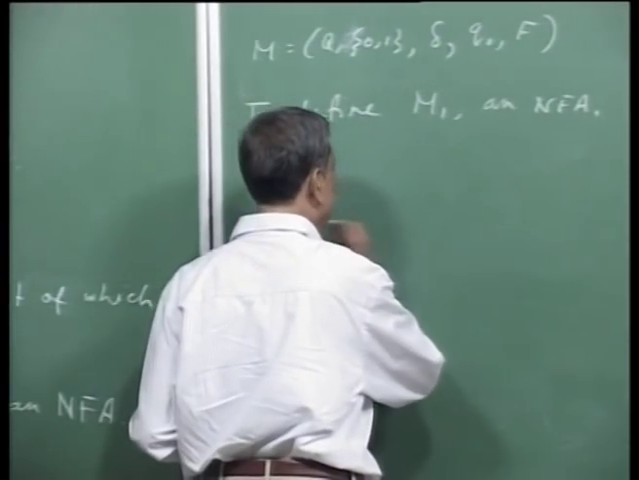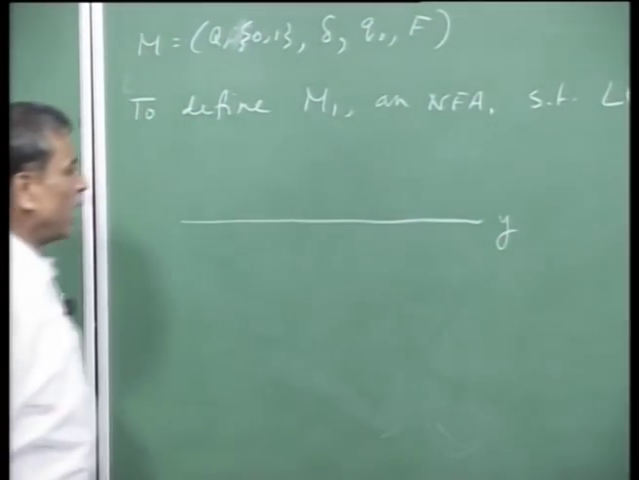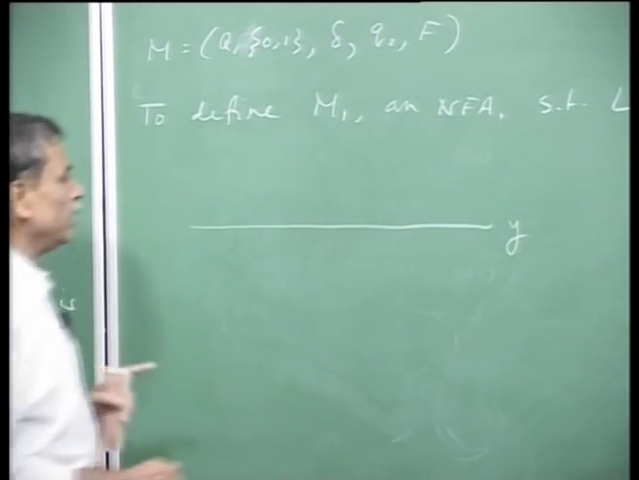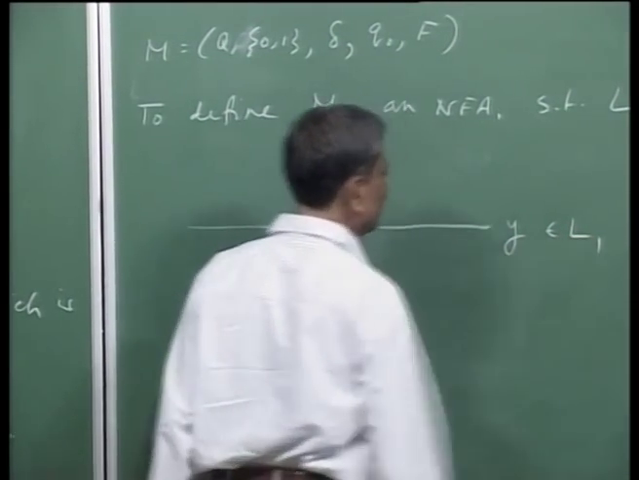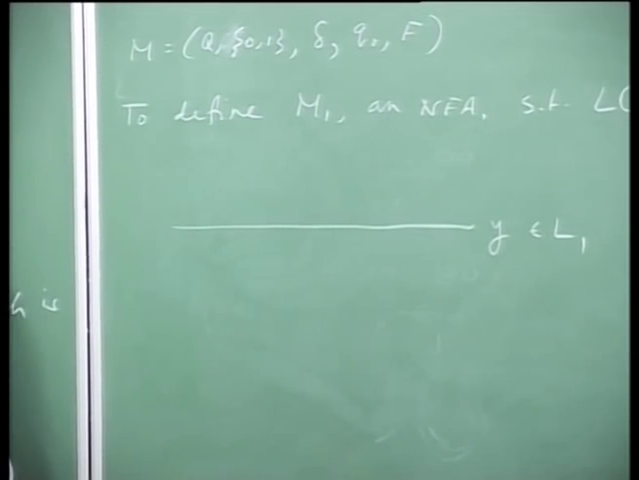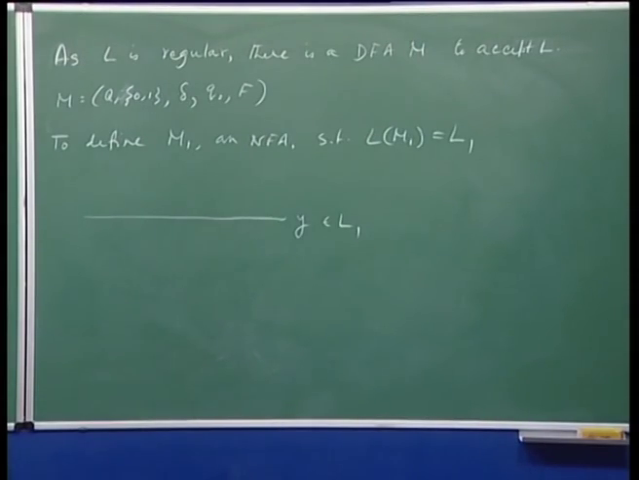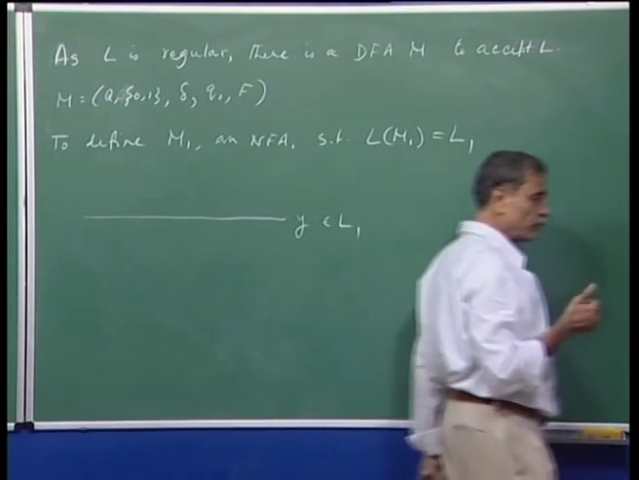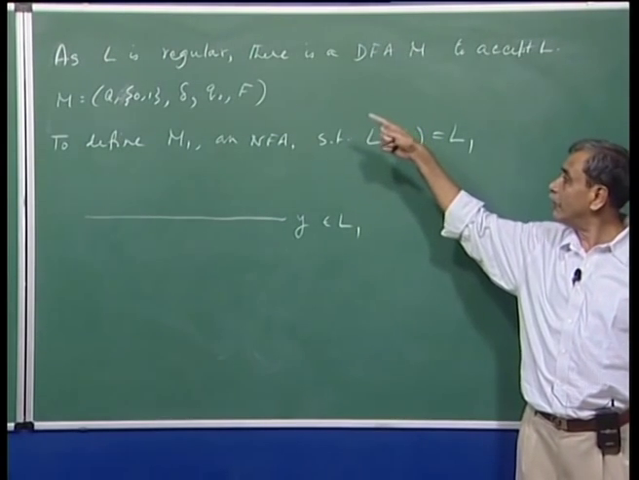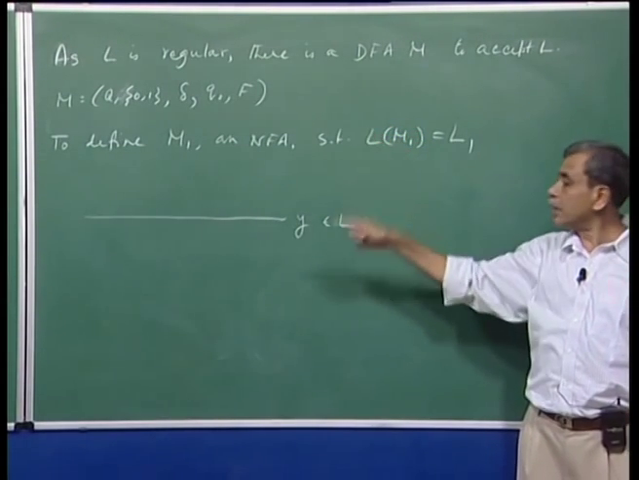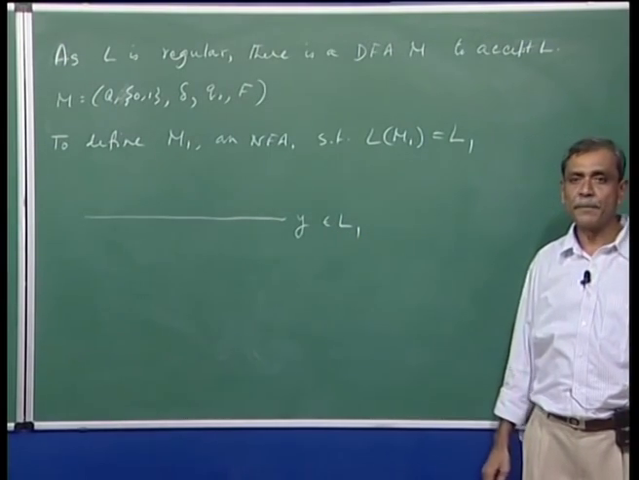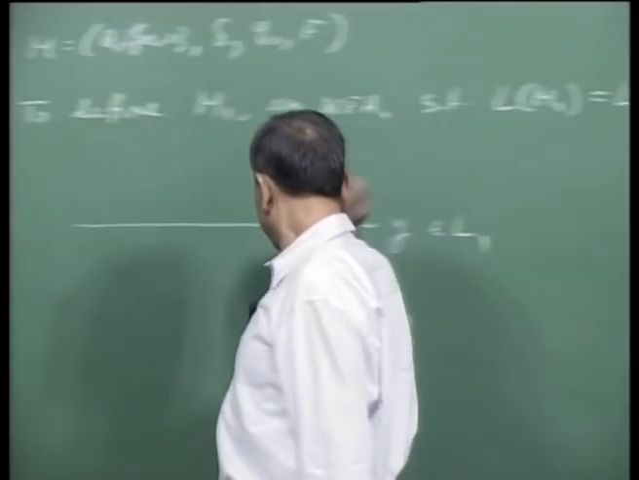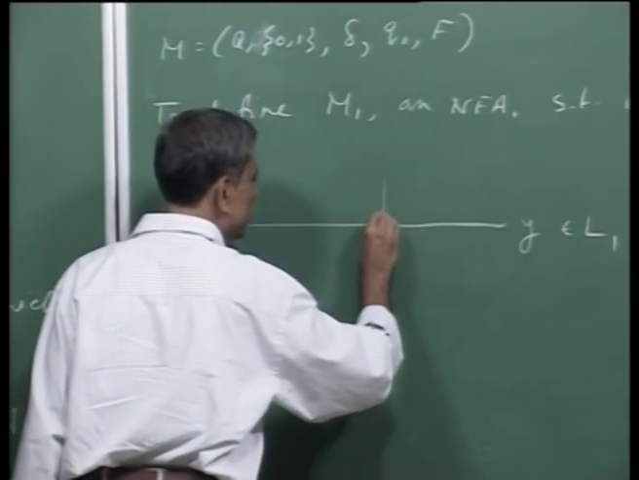All right. So you have given me a y, and this y happens to be in L1. This is a bit string. Now, what should the NFA do? Guess and check. The NFA has to guess which bit was flipped from a string of L in order to get this particular string y. So let us just think conceptually first that this is the bit that was flipped.